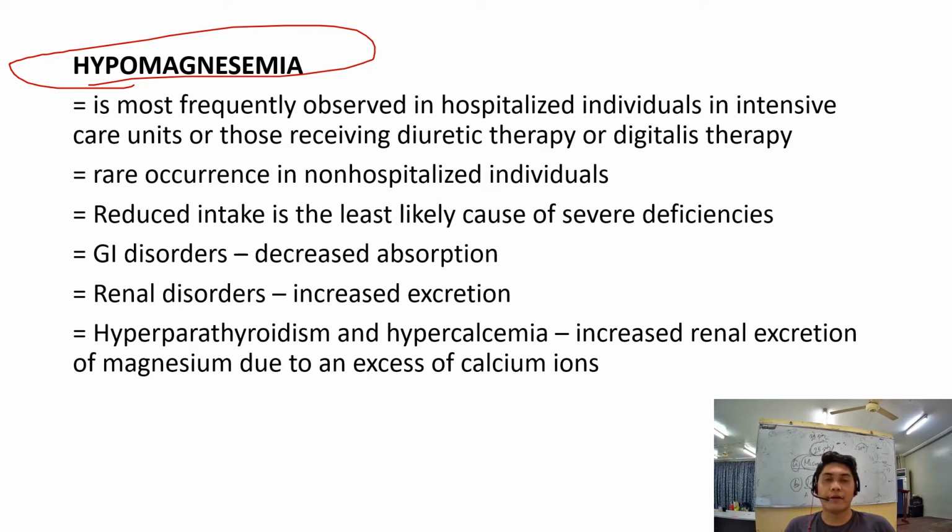Another, if there's hyperparathyroidism and hypercalcemia. PTH is important for the reabsorption and absorption of magnesium. But if the individual has hyperparathyroidism, meaning there is excessive production of PTH, and hypercalcemia occurs, then those conditions will eventually cause increased renal excretion of magnesium. Because there's now an excessive amount of calcium ions in the body, to maintain electroneutrality, you need to remove some of the magnesium. So that's for hyperparathyroidism.